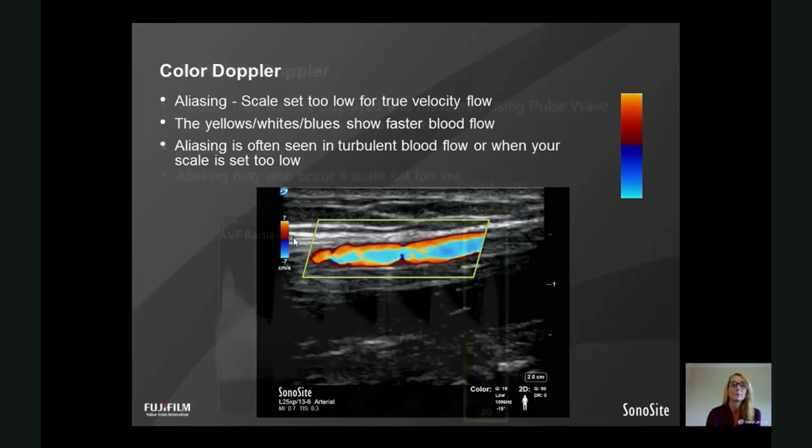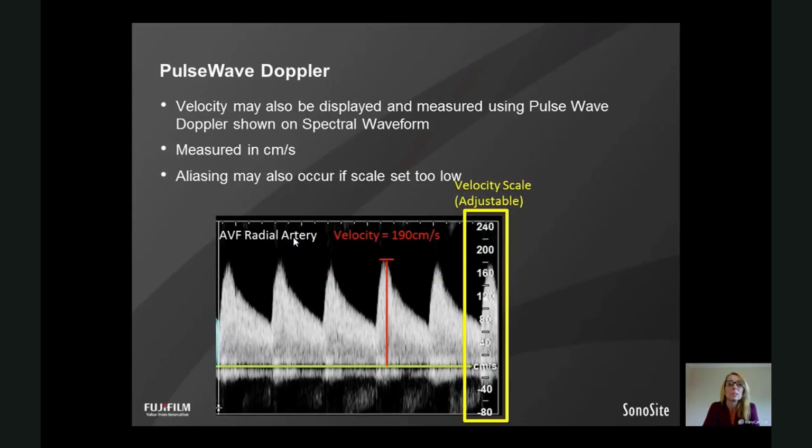So velocity may also be displayed and measured using pulse wave Doppler shown on the spectral waveform. So it's measured in centimetres per second, and aliasing may also occur if the scale is set too low. So again here, you can see that over on the side here it's got the scale of velocity in centimetres per second. And again, if this is adjusted too low, you'll find you'll get aliasing. So you need to set it so that you get the whole sort of waveform in the screen. So you may need to dial it up or down so you can adjust that.